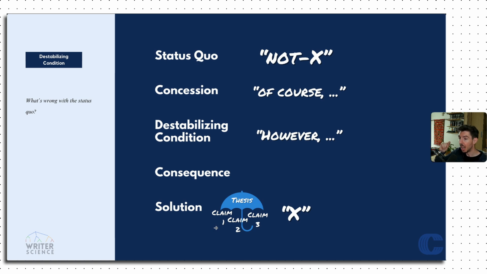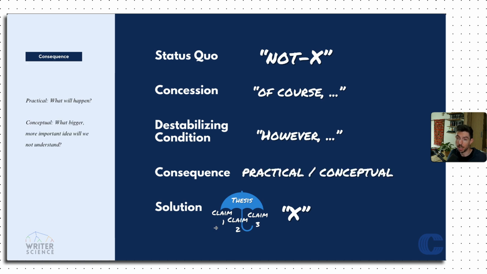Now, finally, before we get to our solution to the problem, we need to show the consequence. What happens if we don't change the status quo? What bad thing will happen? Now, there are two kinds of problems. There are practical problems and there are conceptual or idea problems. So a practical problem is a bad thing that will happen.